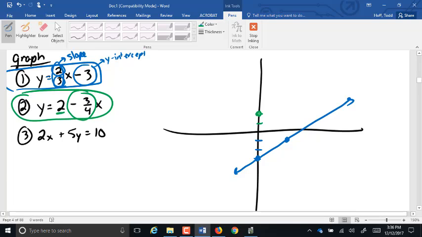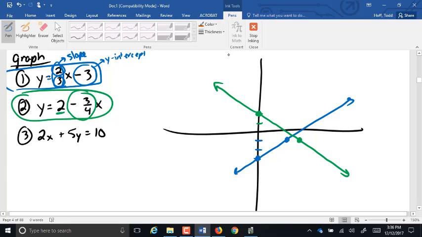So from this point, we are going to rise -3. It's going to be down 3 because it's -3/4. So down 3 and then over 4. So there is the second point on that line. So that line goes through those 2 points. And again, I can get rid of that. So that's the first two.